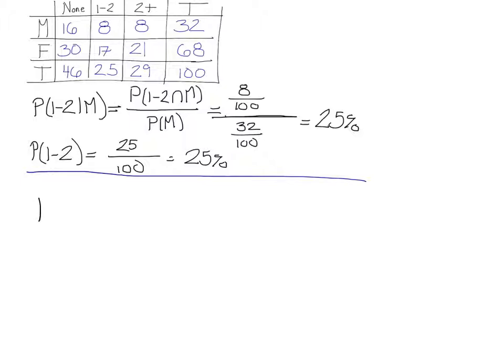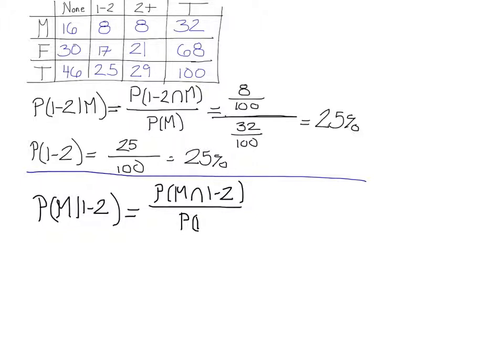So let's calculate the probability that you're male given you have 1 to 2 years of experience. So you can see we're looking in the opposite direction that we were looking up here. So this is the probability that you have 1 to 2 years of experience given that you're male. This is the probability that you're male and have 1 to 2 years of experience. So that's going to be the probability that you're male. Oops, I should do the probability that you're male and you have 1 to 2 years of experience over the probability that you have 1 to 2 years of experience.